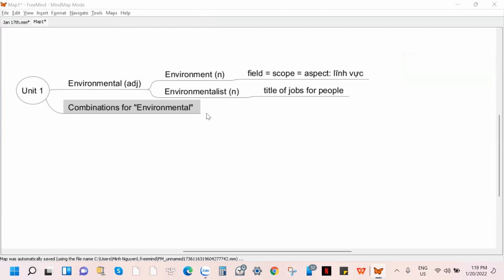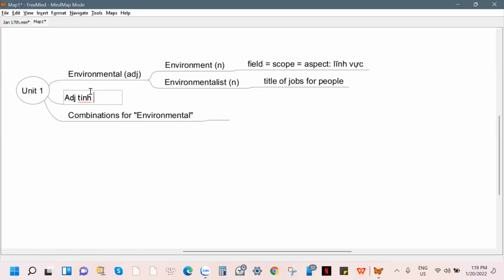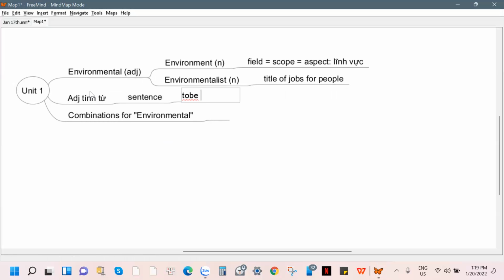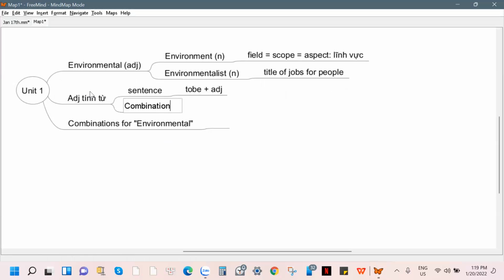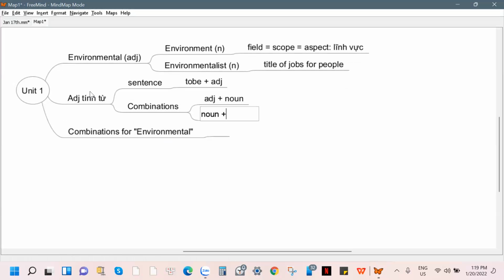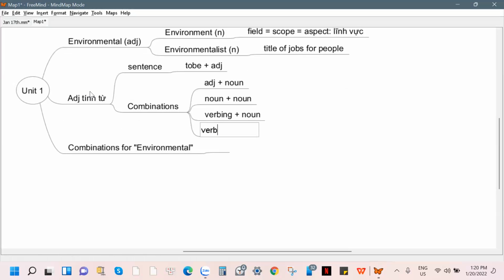So right here, what is the combination for the word environmental? Whenever we use the word environmental, you know that ADJ cannot stand alone. You cannot say that, I'm talking about environmental. No, whenever it comes to ADJ, you need to make a sentence that contains your ADJ. So whenever you see ADJ, you will see some combinations. First, ADJ with noun, or noun with noun, or verb ED, verb three with a noun in English.